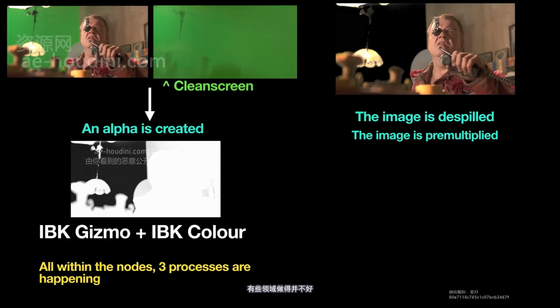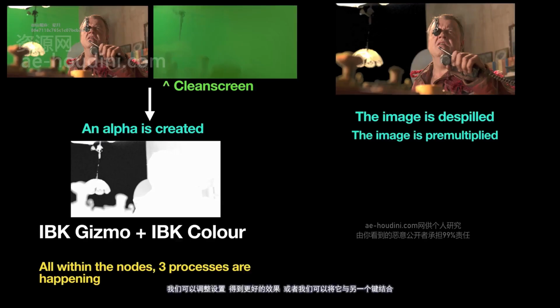Some areas it's not doing a great job in this particular instance is this wire here on this lamp. So you can see the wire is actually supposed to be semi-transparent and solid. It's a little bit out of focus, so the keyer is not necessarily doing the best job. We could probably tweak the settings and get something better, or we could combine it with another key. So we're going to go over that once we get to the structure, like I said.